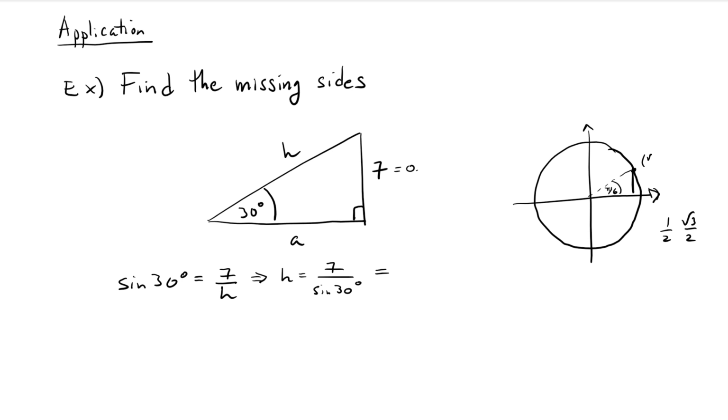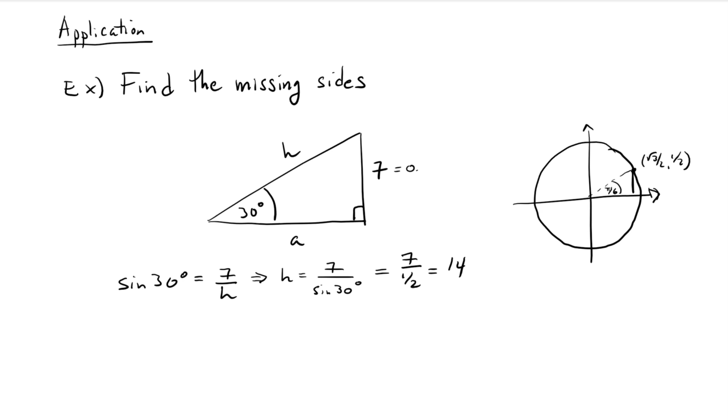Clearly the base is larger, so this is root 3 over 2, and 1/2. The sine is simply the y value, so it's 1/2. So it's 7 divided by 1/2, so that's 14. That's the value of H. By the way, you should always check that your hypotenuse is larger than any of the other two sides. The other side that was given to us was 7, so 14 is greater than 7, so it makes sense.